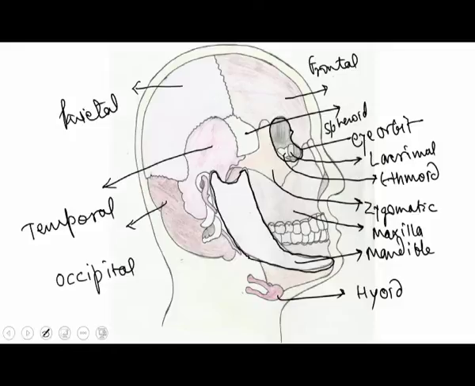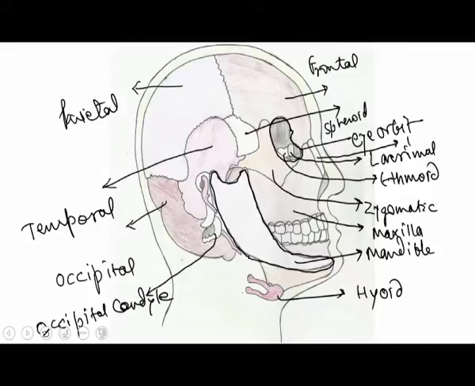Now, in the occipital bone, you have this small region which is called occipital condyle, just in the bottom of the occipital bone. This occipital condyle is very important to give attachment to the vertebral column. There are two occipital condyles on either side, which give a very firm attachment to the vertebral column.